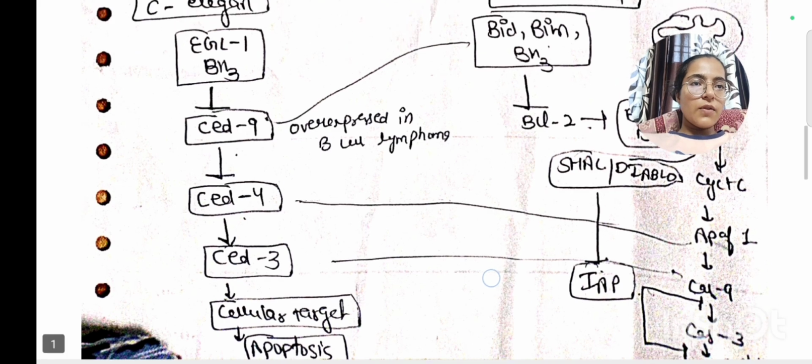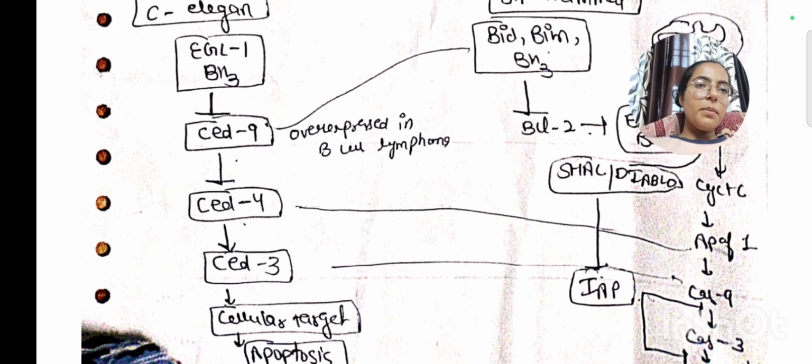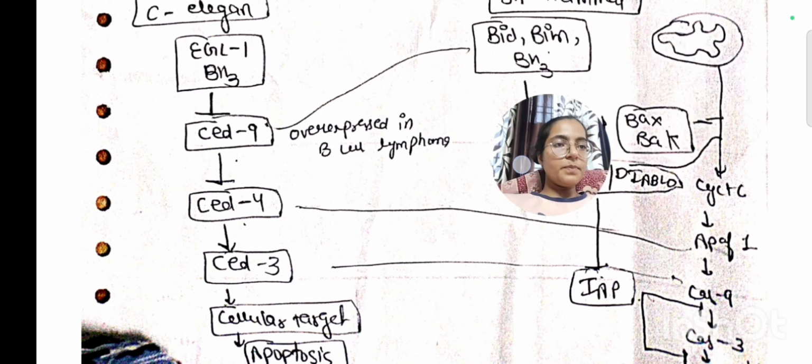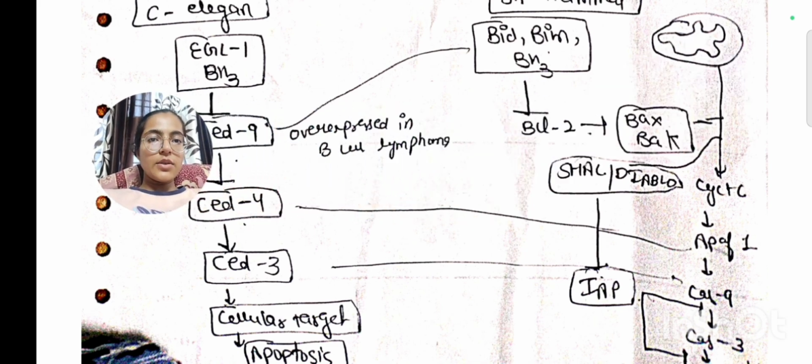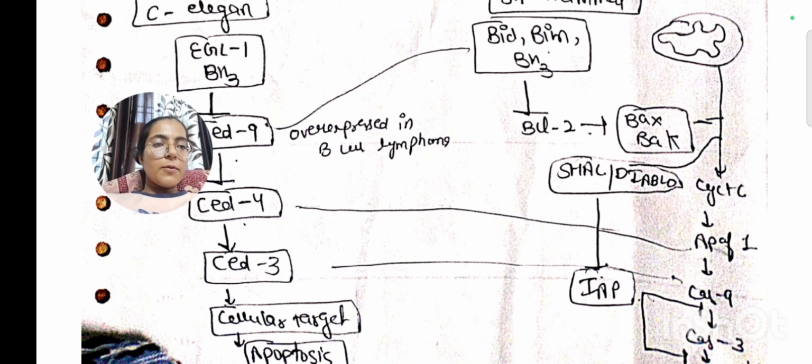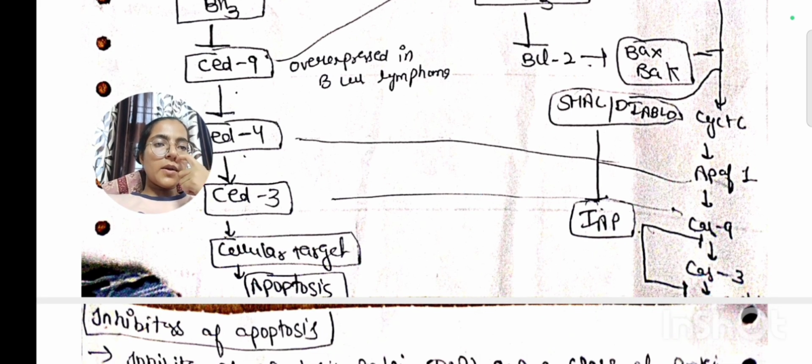Similarly in humans, BIM, BH3 inhibits BCL2, which results in the activation of BAX and BAK. This results in the release of cytochrome C. This cytochrome C binds to APAF1, which is equivalent to CED4 in C. elegans, and this APAF1 activates caspase 9, resulting in the activation of caspase 3 and proteolytic activity in the cell.